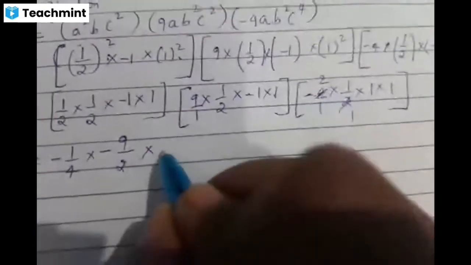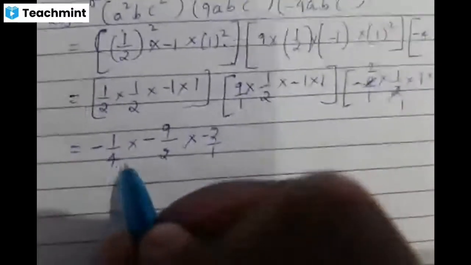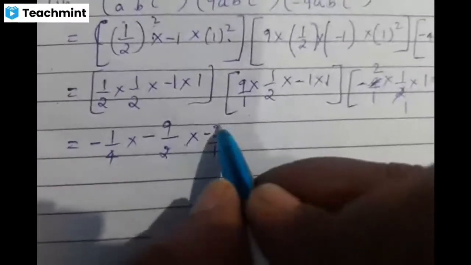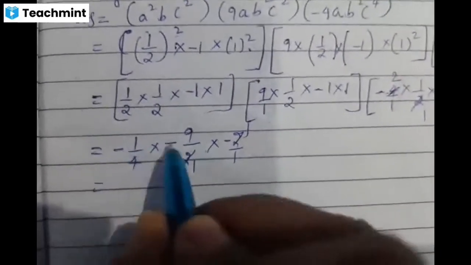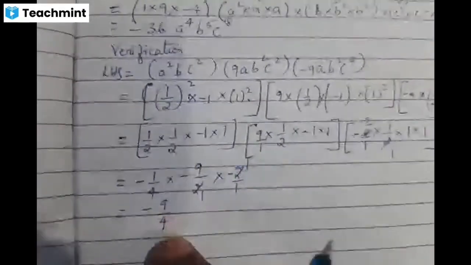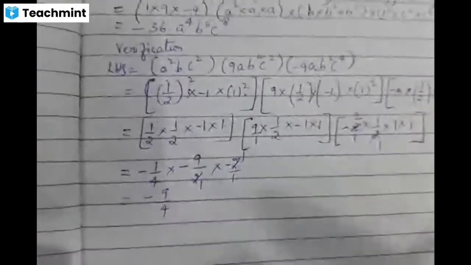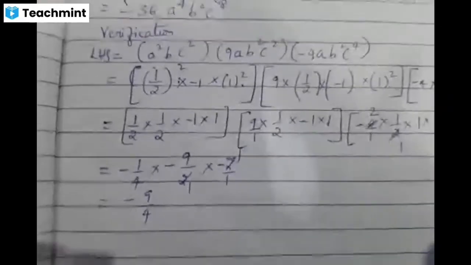We have the minus sign with the 2. Minus 2 into 1 is minus 2. Here you can observe, we can cancel the numerator 2 ones, 2 ones. You are left with the minus into minus, which is plus, again 9 by 4. This is the LHS we have got, children. Now we have to go for the RHS.